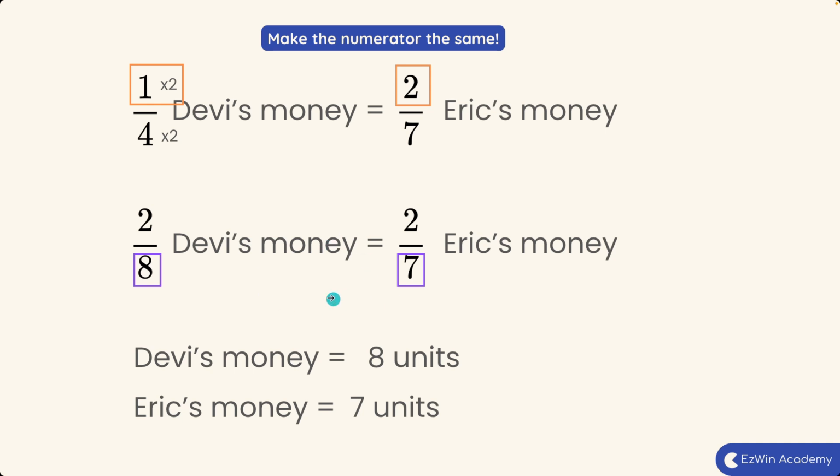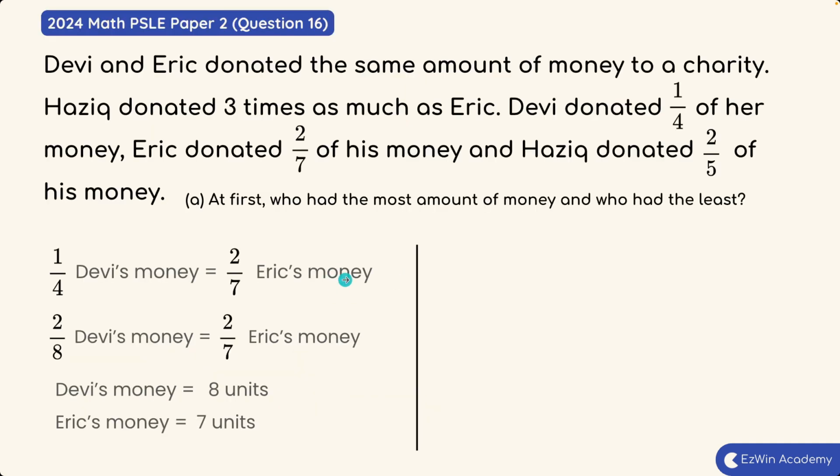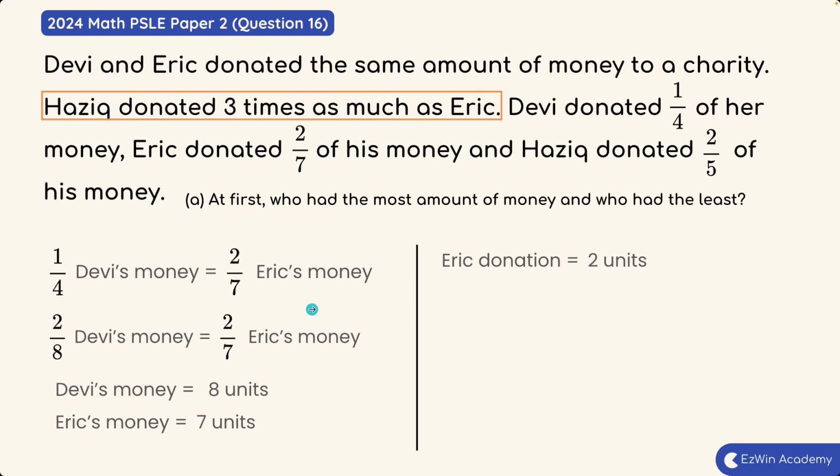This is how we know how much Devi and Eric have in terms of units. Next, we are left with one more person, Hazik. Hazik donated 3 times as much as Eric. Eric's donation is 2/7, which is essentially just 2 units. The word 3 times is pretty straightforward, so we multiply Eric's 2 by 3. 2 times 3 is equal to 6.